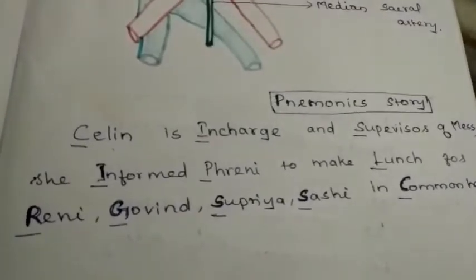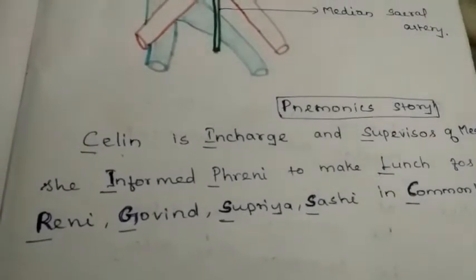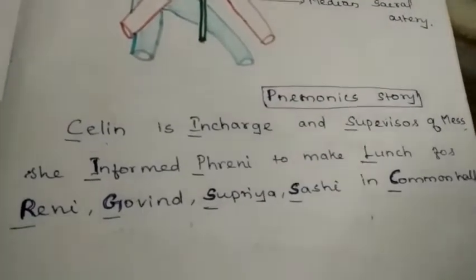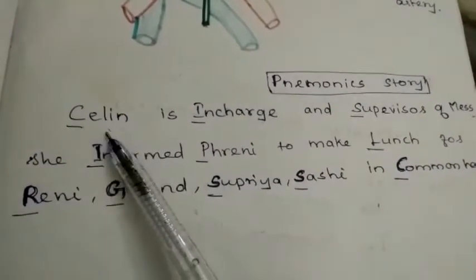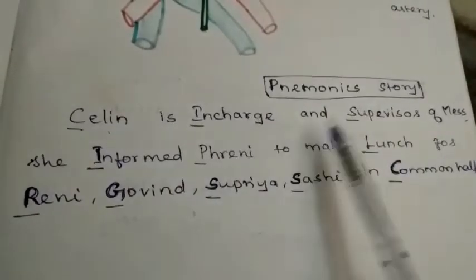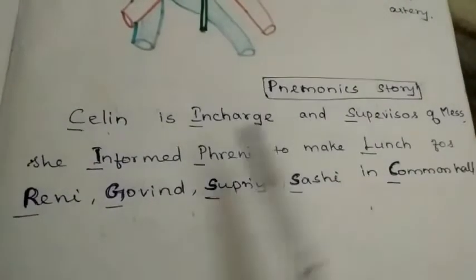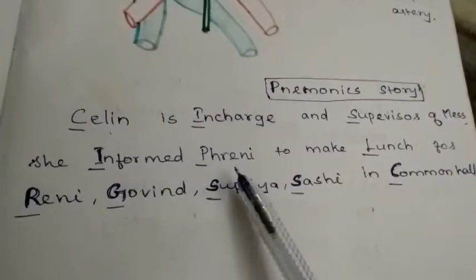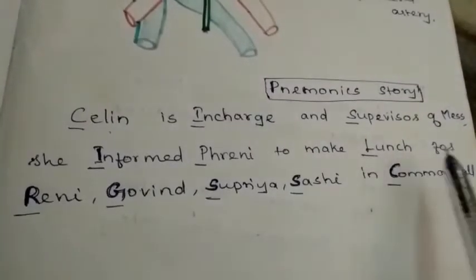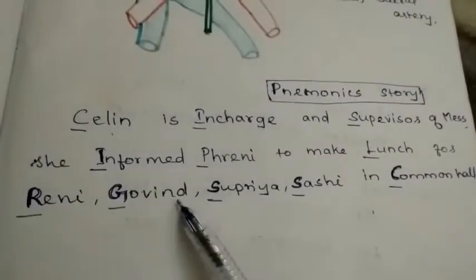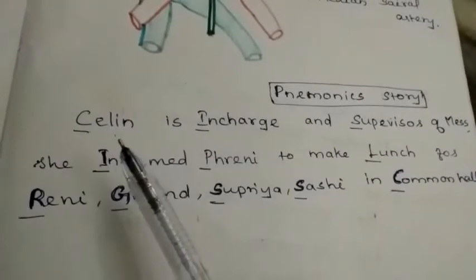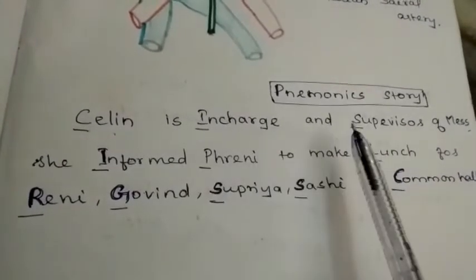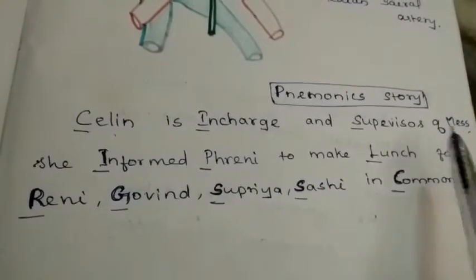For easy remembrance of the branches of the abdominal aorta, we shall remember a mnemonic story. Listen carefully. Selene is in charge and supervisor of mess. She informed Freni to make lunch for Reni, Govind, Supriya, Sashi in the common hall. Selene is in charge and supervisor of mess.